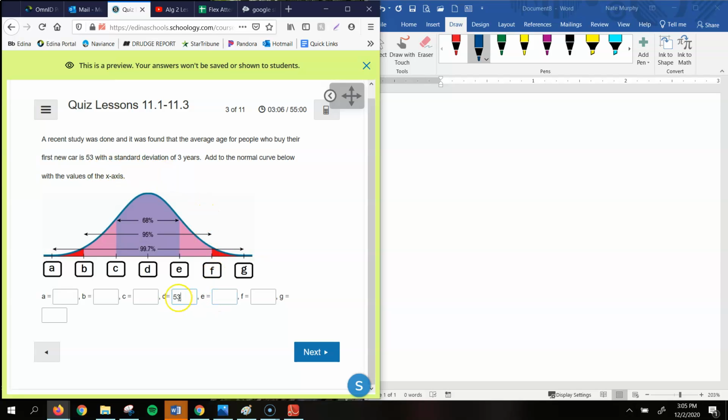So that means if we're going to go to the right of d, then every one of these marks we're going to increase by 3. Basically, that's what our scale is going to be. We're going to count by 3. So if I wanted to go to the left, I would subtract 3. So 53 minus 3 would be 50. And then this would be 47. And then A would be 44. And to the right of our mean, or 53, we're going to add 3. And so we would have 56, and then we would have 59, and then we would have 62.